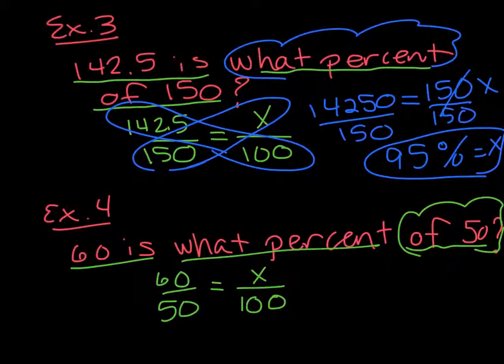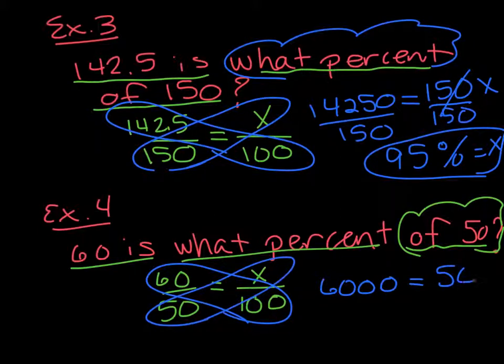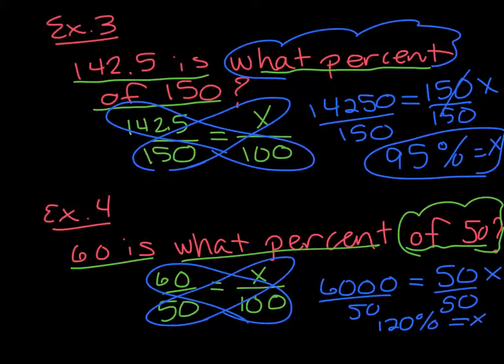All right, so I'm going to cross multiply. 60 times 100 is 6,000. 50 times x is 50x. Since I don't know what x is, I'm going to divide by 50. And when I divide by 50, this time I'm going to get 120. We were asking about a percent, so that is 120%. So notice it is more than 100 because 60 was more than 50. And there we go. Okay, so again, make sure you have these as examples. If you are not done, just go ahead and pause it until you're done writing them down.